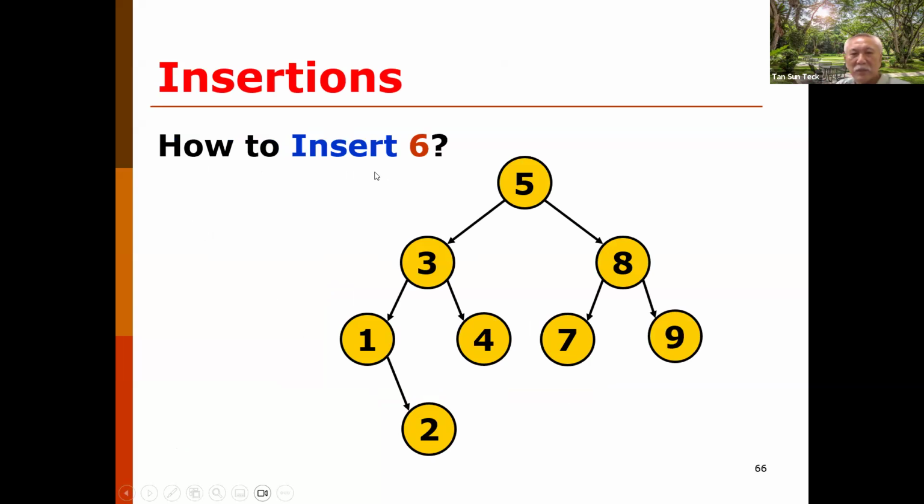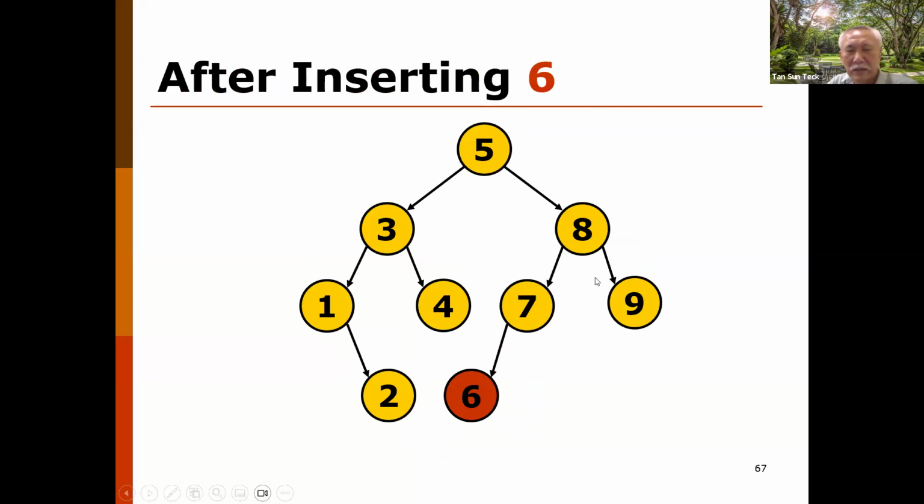Insertion. I want to insert 6. Remember, this is a BST, so you have to follow the BST way of inserting the value. Compare 6 with 5. 6 is bigger, so you come down this path. Then compare 6 with 8. 6 is smaller, so you come over here. Then you get 7. 7 is still bigger than 6, so we know that we are supposed to insert 6 down here. That is how you do insertion. After inserting 6, it becomes like that.